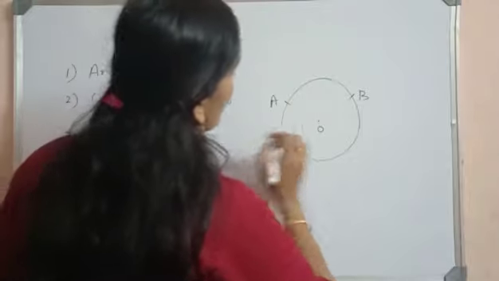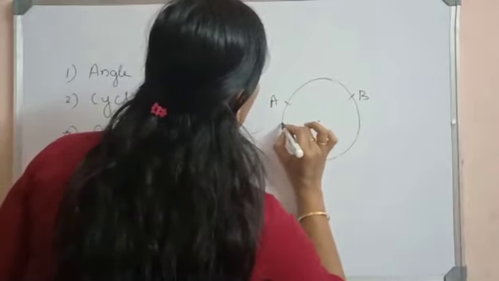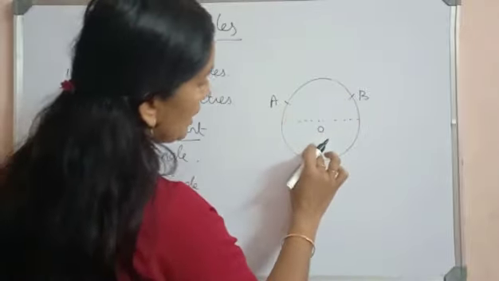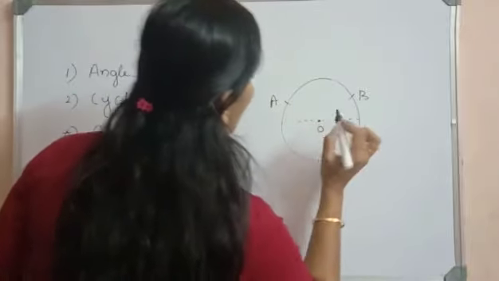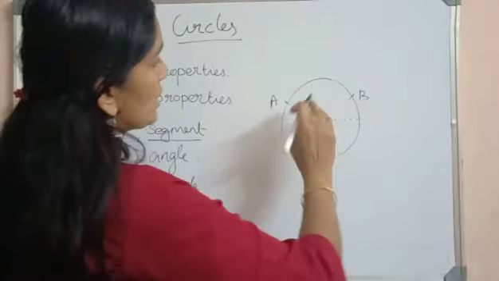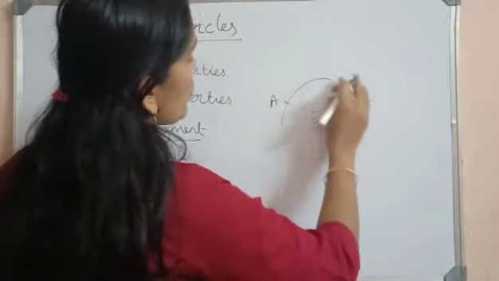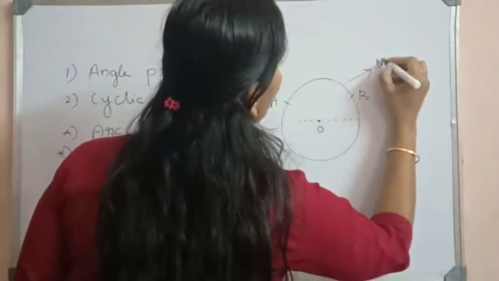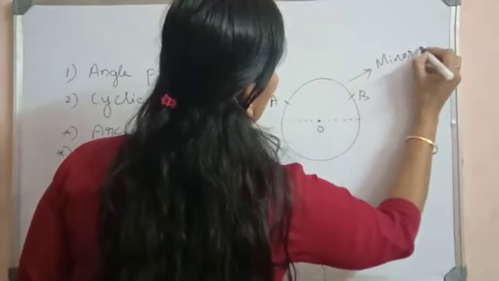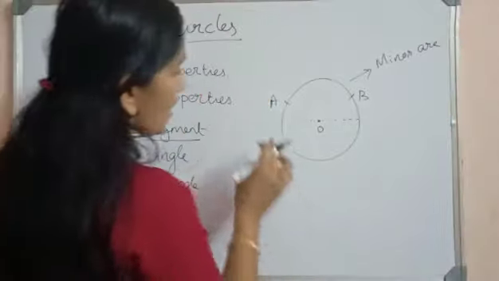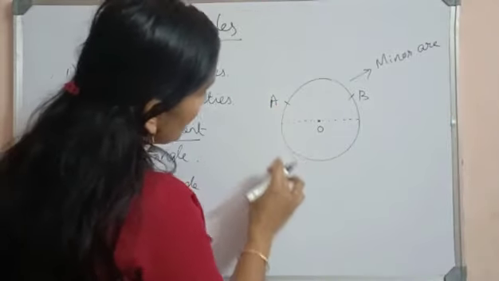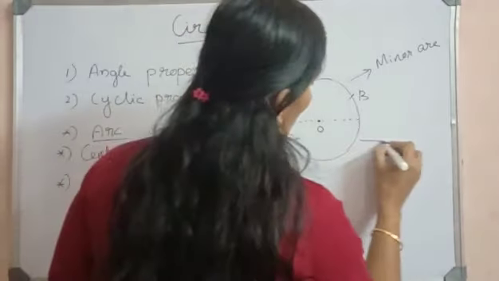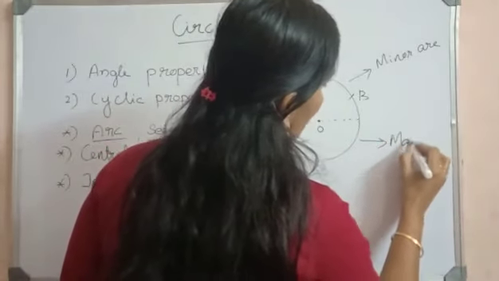You know that the diameter divides a circle into two equal parts. Each part is a semicircle. And if the arc is smaller than a semicircle, then it is known as a minor arc. And if the arc is bigger than the semicircle, then it is known as a major arc.